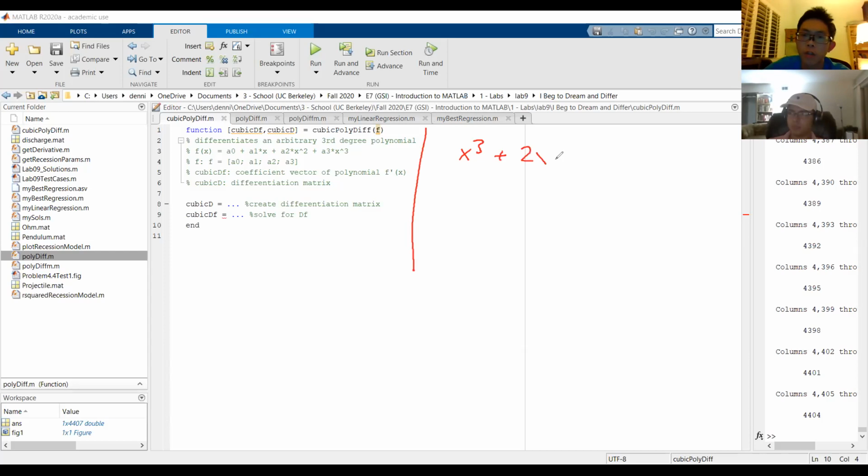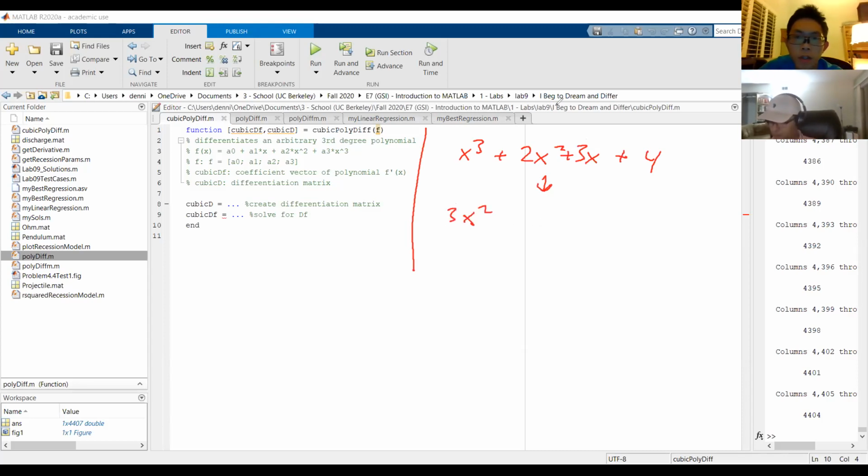x to the power of 3 plus 2x to the power of 2 plus x. Now let's do 3x plus 4. Okay, we're going to turn this into 3x squared. Let's write it so that it's all lined up and nice. 3x to the power of 2 plus 4x plus 3.